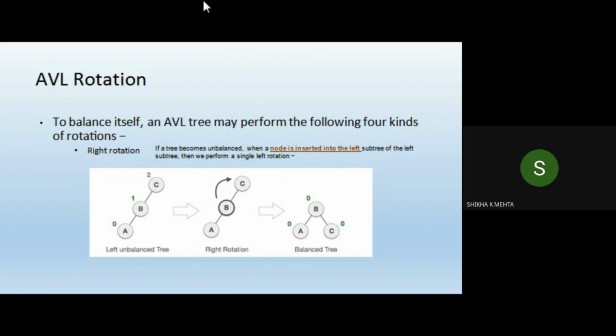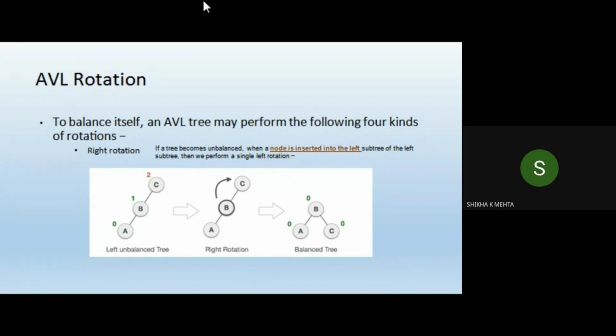So when we perform the right rotation, it is when a node is inserted to the left subtree of the left subtree. What will we do? We will rotate it right. When we rotate it right, B node, which was child of the C node, now becomes a parent node of both the A as well as the C, and the tree becomes balanced.